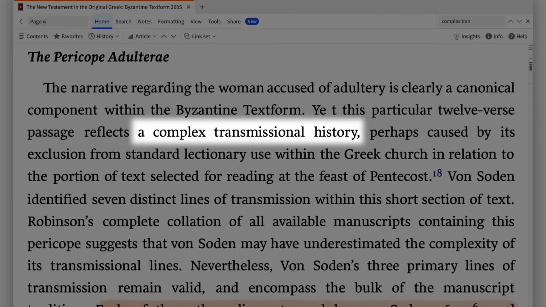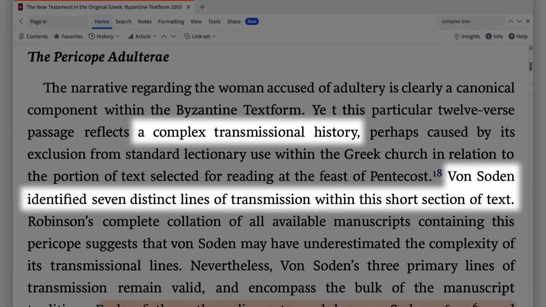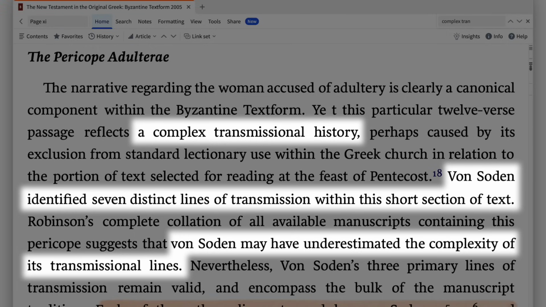He points out that one famous Greek scholar, von Soden, identified 7 distinct lines of transmission within this short section of text. But Robinson has looked at every single manuscript of John that contains this passage. He says that von Soden may have underestimated the complexity of its transmissional lines. So we go to step 2 in the argument.